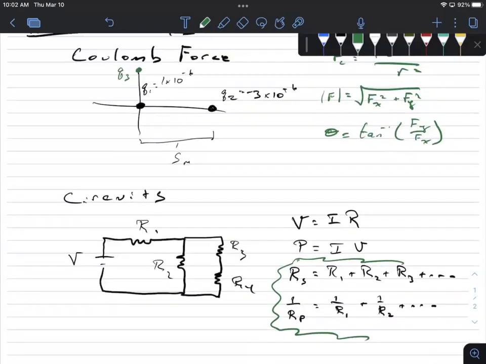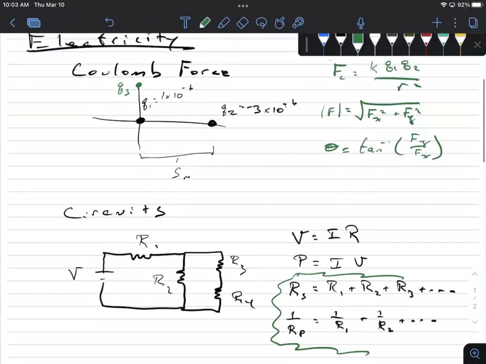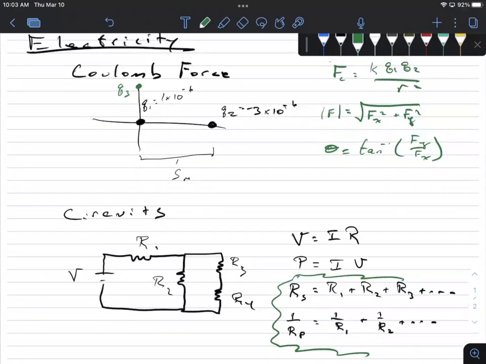Given a bunch of charged particles in a system, you want to know what's the total force felt by one of them. That's a vector problem because you likely have multiple forces you have to add together. So you calculate the force due to each individual charge by itself. Each one of those has an X component and a Y component. Add the X's to get a total X, add the Y's to get a total Y, magnitude, direction.